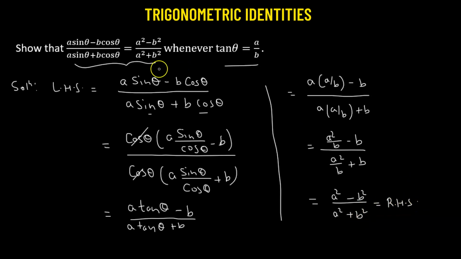So hence we have successfully shown that the left hand side equals the right hand side whenever tangent of theta is given by a over b.